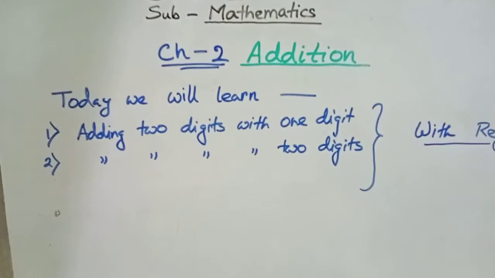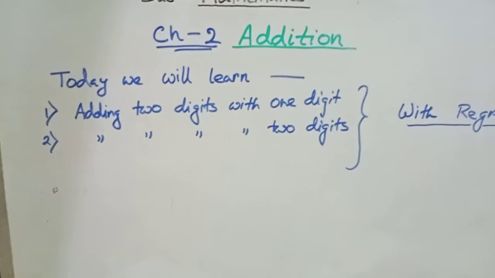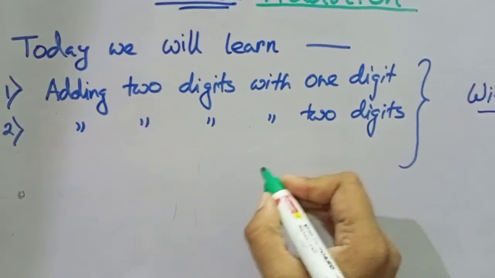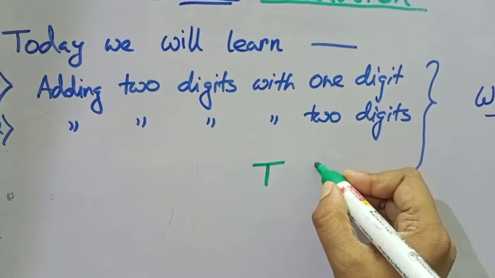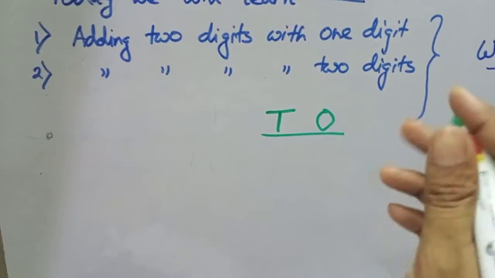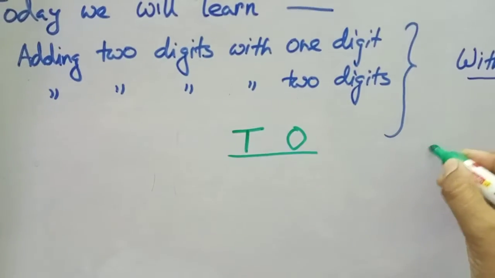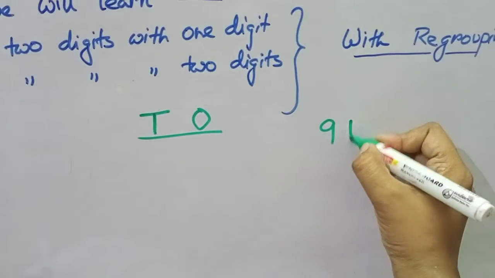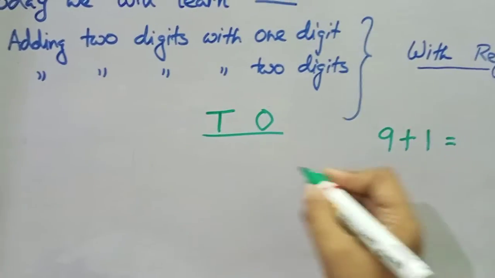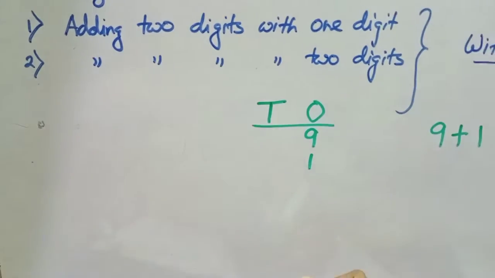So let us take one example for understanding. But before that, children, we need to understand what this regrouping is. Suppose I take this place value of tens and ones, you will understand why I have taken tens and ones and not only one digit. Now suppose I add 9 plus 1. Since they are one digit numbers, we place 9 here, and just below we add 1.